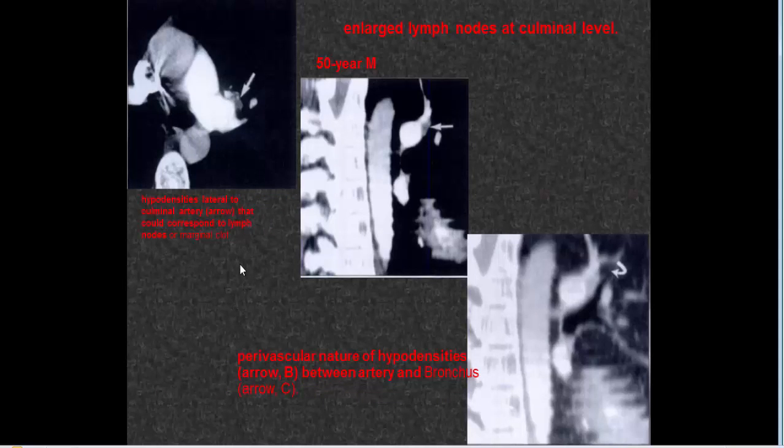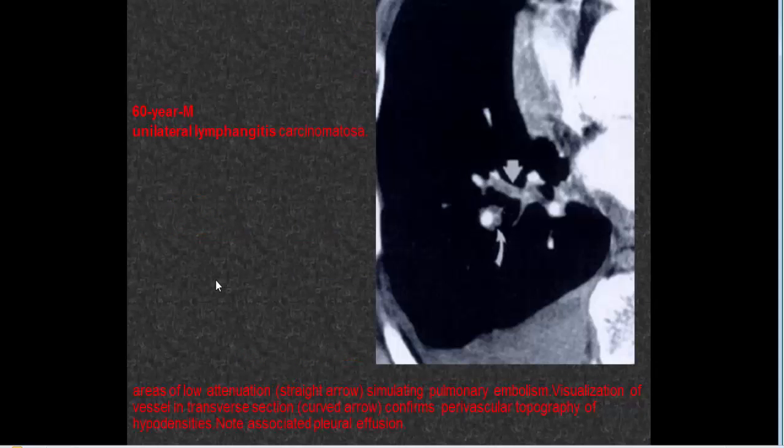A large lymph node at the culmonar level, hypodense lateral to the culmonar artery. This could correspond to a lymph node or marginal clot. As we see, the perivascular nature of hypodensities between artery and bronchus. A 60-year-old male with lymphangitis carcinomatosa: areas of low attenuation simulating pulmonary embolism. Visualization of the vessel in transverse section, as seen in the curved arrow, confirms the perivascular topography of the hypodensity, associated with pleural effusion. This is lymphangitis carcinomatosa.